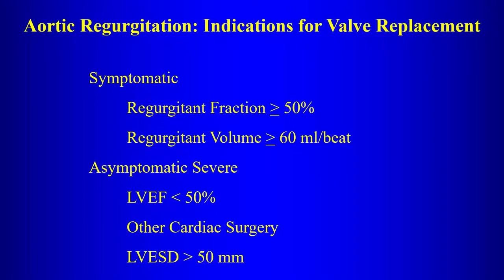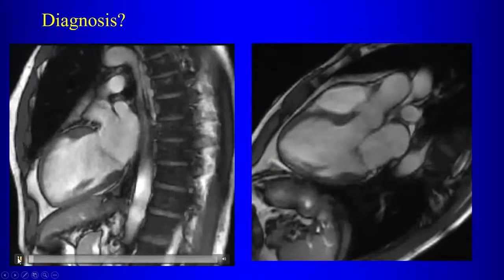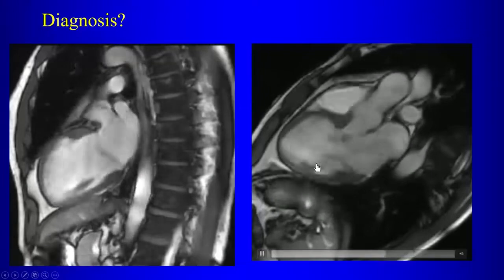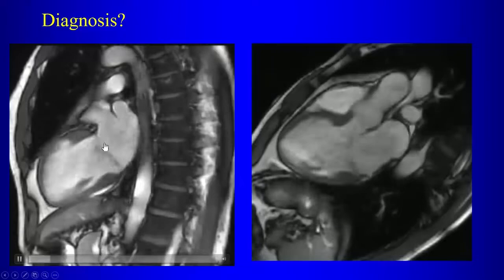Indications for valve replacement: if the patient is symptomatic, if the regurgitant fraction is greater than or equal to 50%, or if the regurgitant volume is greater than or equal to 60 milliliters per heartbeat. If the patient is asymptomatic and has severe aortic valve regurgitation, indications for surgery are if the ejection fraction is compromised, if the patient is going to undergo other cardiac surgery, or if the left ventricular end systolic diameter is increased.